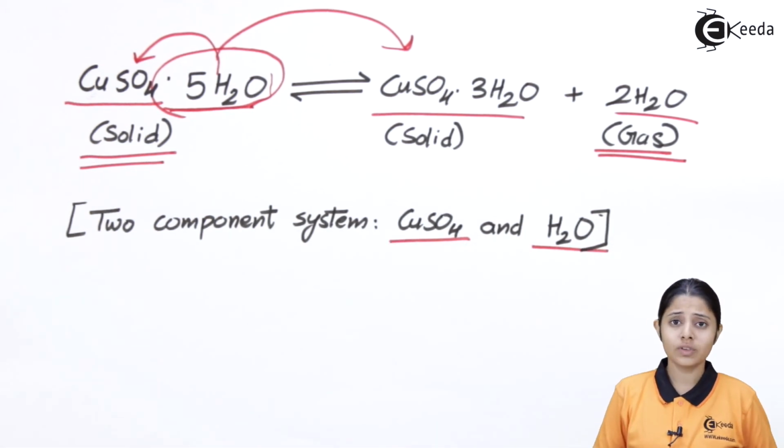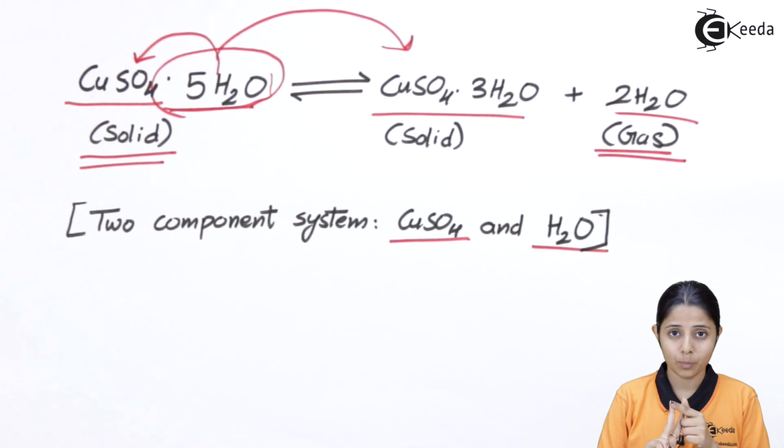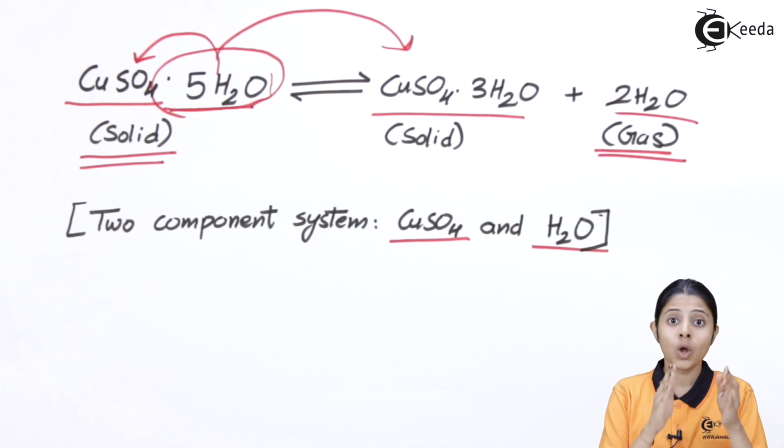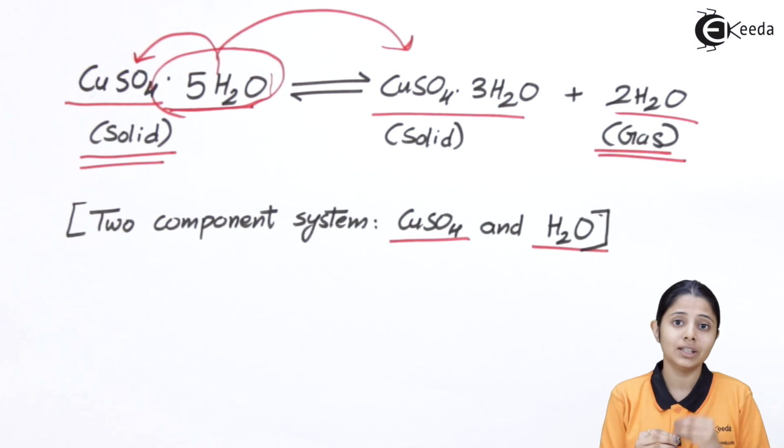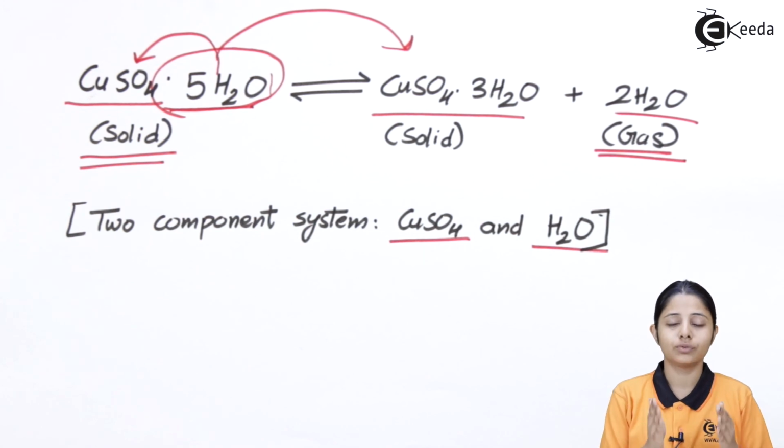So in today's session, we studied about components. We also studied the different systems: the 1 component system, 2 component system, 3 component system, and the 1 or 2 component system, that is the same reaction showing either a 1 component form or a 2 component form. And we also studied how components affect the different phases.